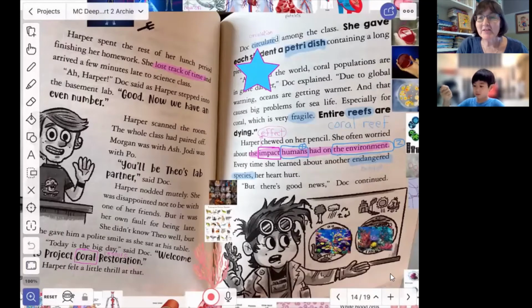So the characters are actually in the science lab right now at school, getting ready to do an experiment with coral. And the teacher was circulating among the students in the classroom. And that got me off talking about the circulatory system in the body.